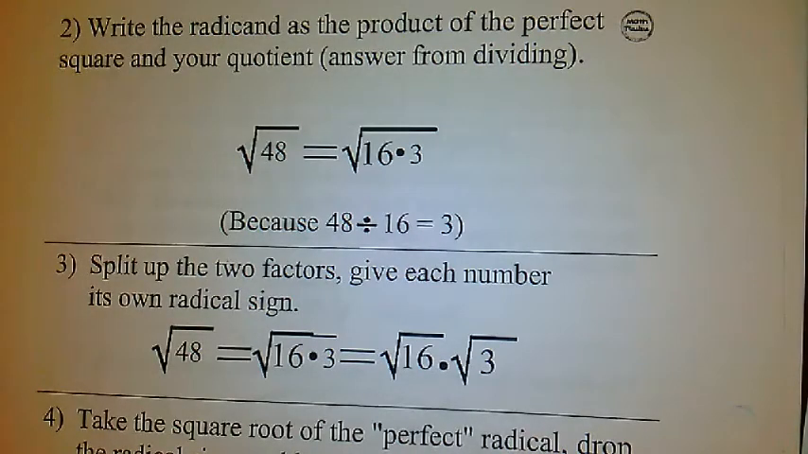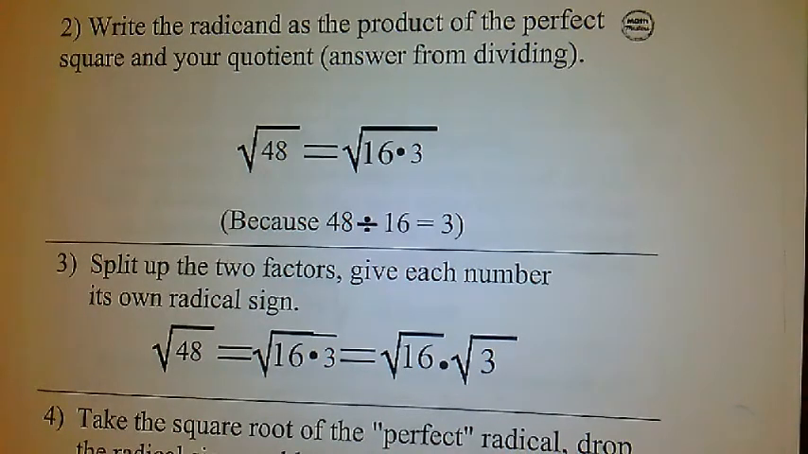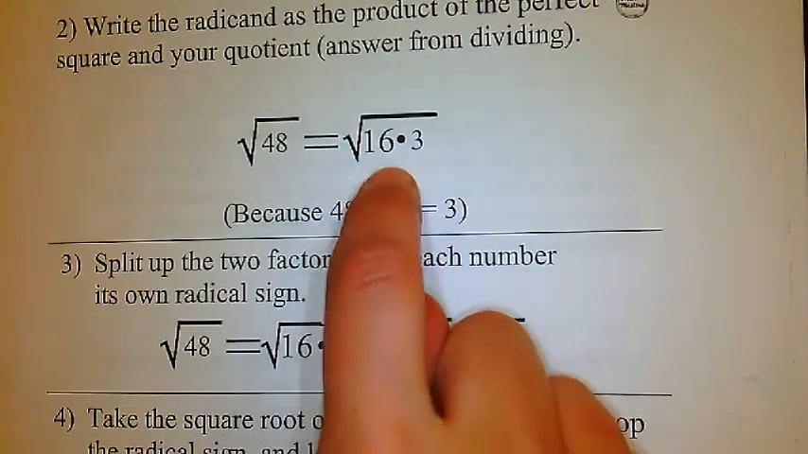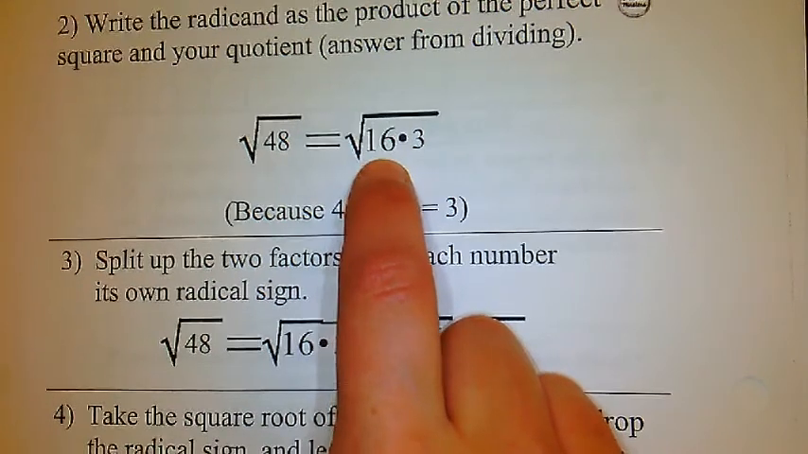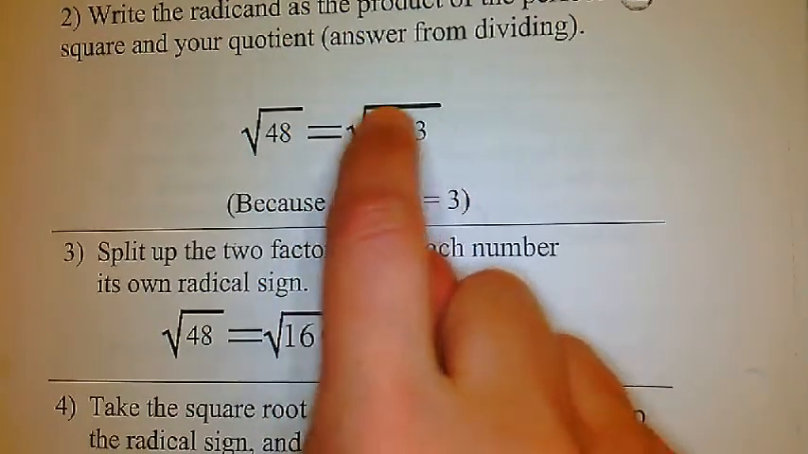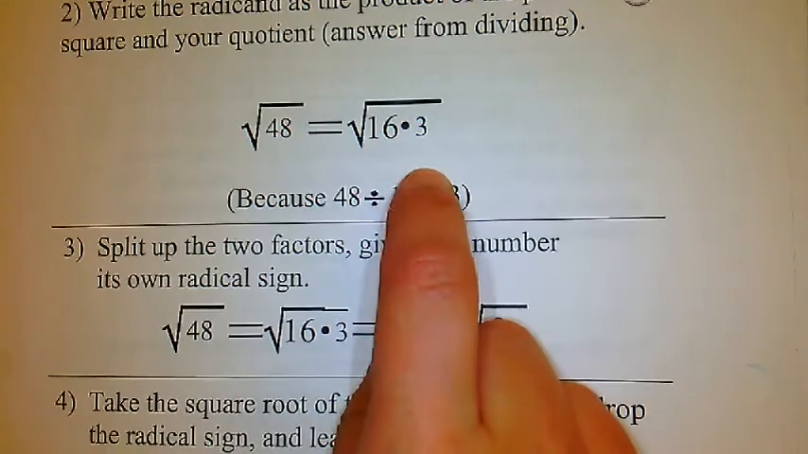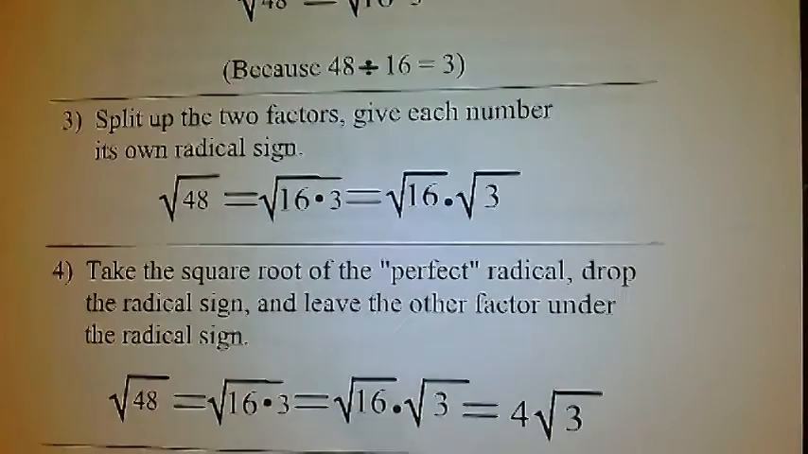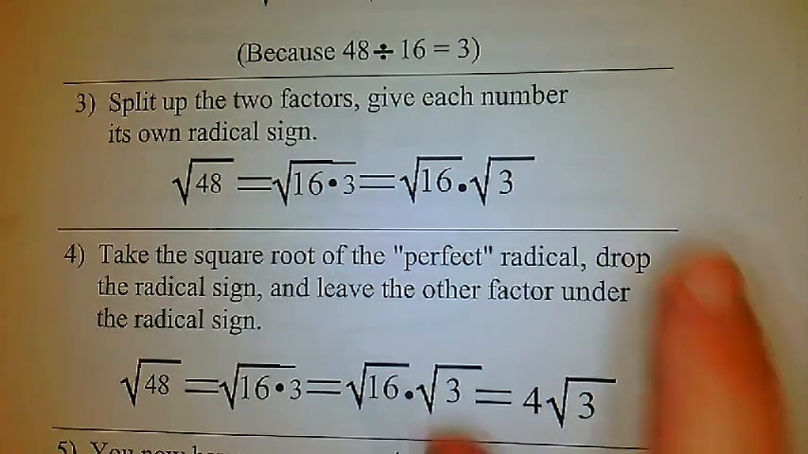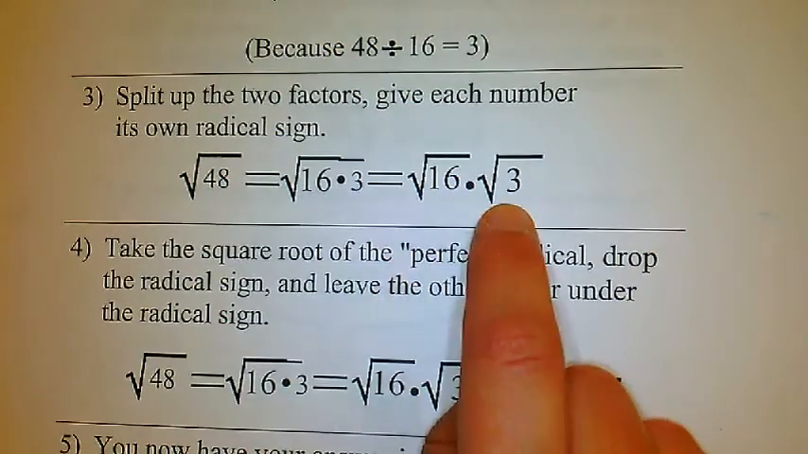So the next thing you're going to do is rewrite the radical by their factors. We just found that 16 times 3 equals 48. So we're basically going to break this apart until we can get our answer. Always make sure that you put your perfect square in front, and I'll explain that in a minute. Now all of this is under the radical, but we can actually split those two factors up evenly. So then we have a 16 and a 3.